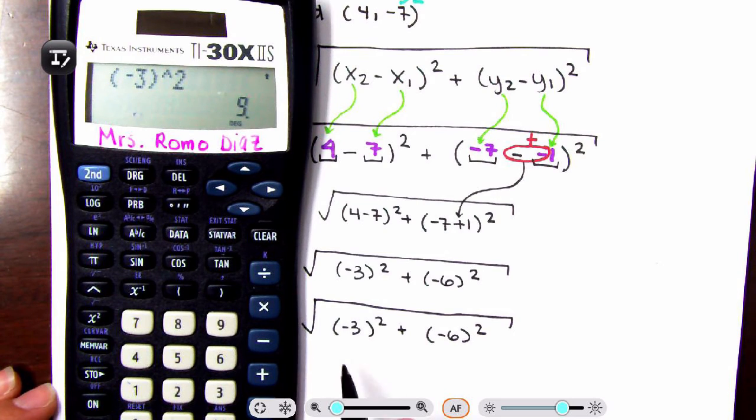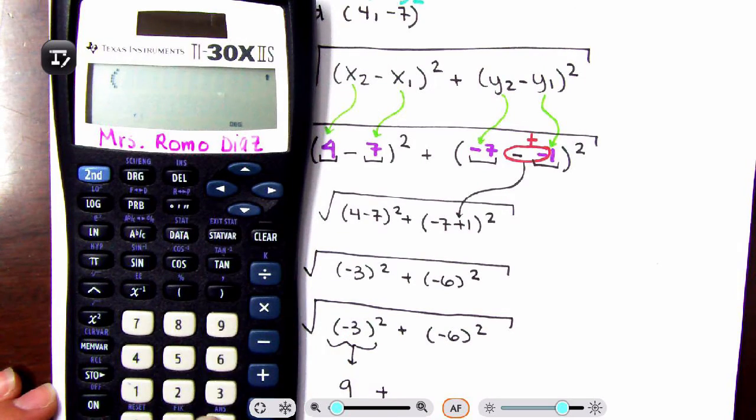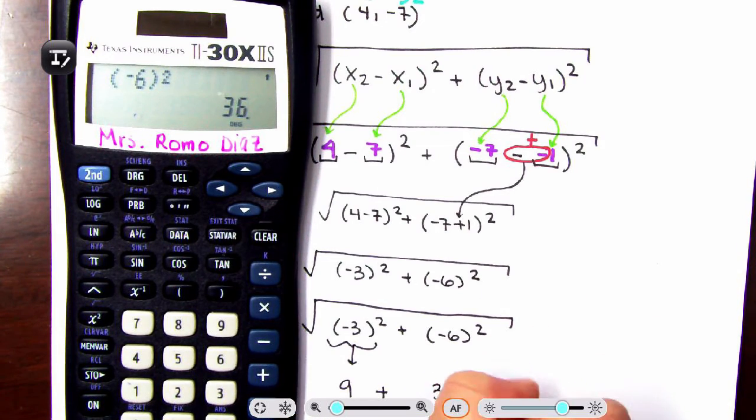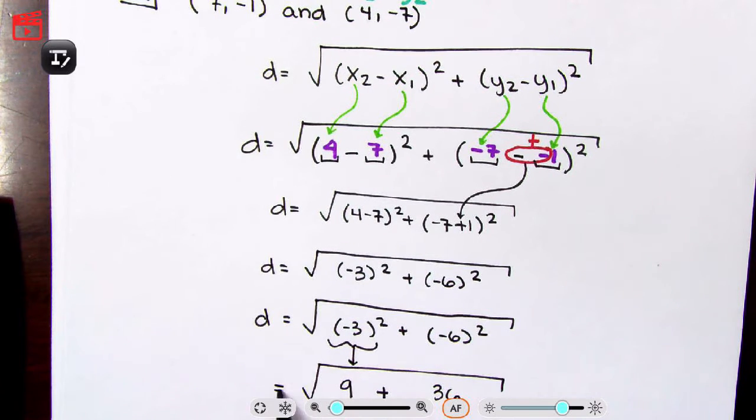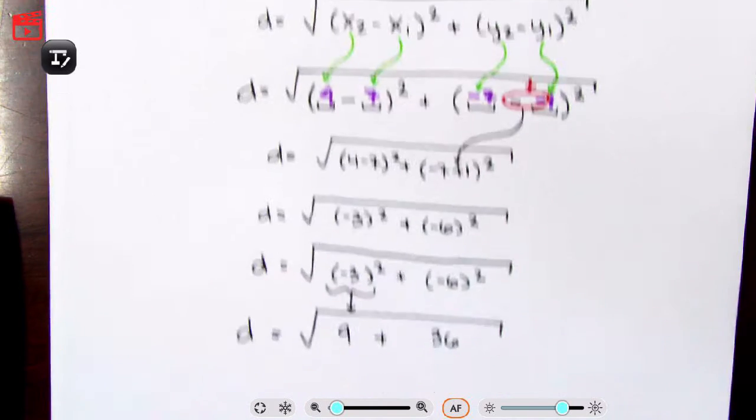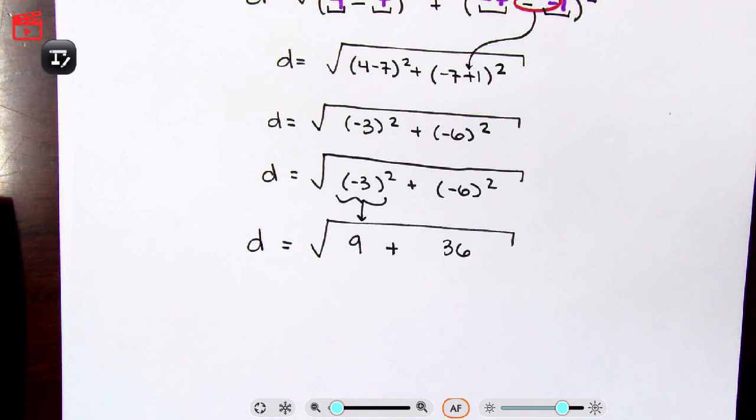If you press enter, we have this value here, 9, plus, you're going to do that again, parenthesis, negative 6, parenthesis, squared. And then we have 36. All you have to do now is add and take the square root. So once we have 9 plus 36, we can again use our calculator, or you can just do it by hand. I encourage you to do it by hand.